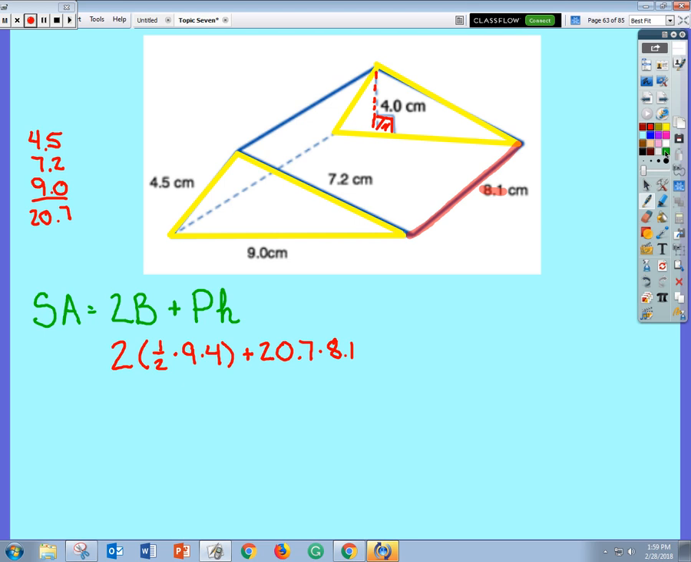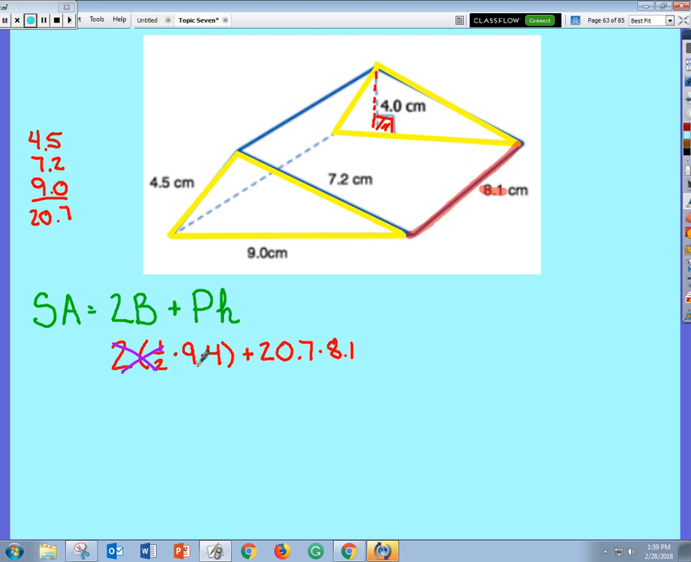Let's do some multiplication here. 2 times 1/2, they just cancel each other out and give us 1. So we just have the area of the base is 36. So that is the area of both of these bases. Plus, we have 20 and 7/10 times 8 and 1/10. Well, let me go over here and multiply this. 20 and 7/10 times 8 and 1/10 gives me an answer of 7, 0, and 2. That's 0. That is 56. This gives me a 5, and this gives me a 16.